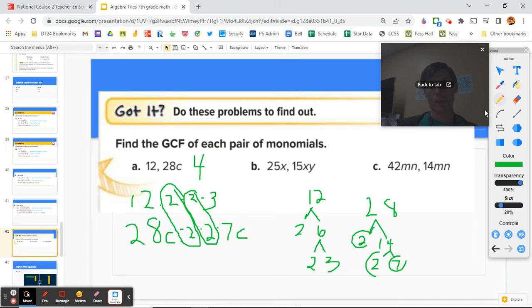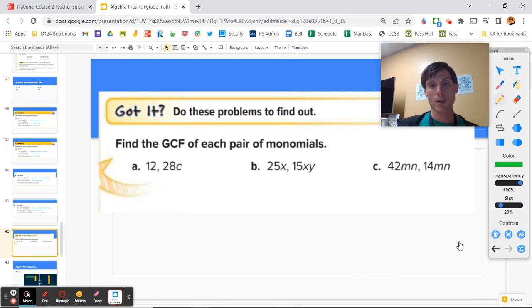All right, let's look at another one. I'll go ahead and delete this for space. All right, we have 25x and 15xy. Again, you should pause the video, try to do it yourself, and then come back and check.